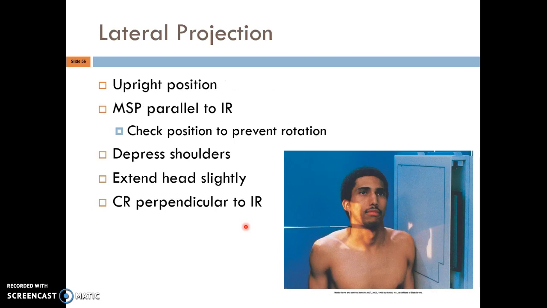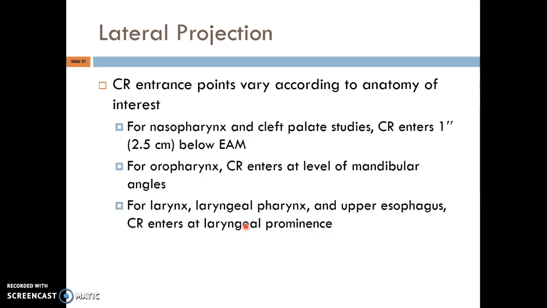For the lateral projection, the patient is upright. Mid-sagittal plane is parallel to the image receptor. You're centering to the center of your image receptor. Shoulders are depressed, head is slightly extended. Your central ray will depend on where your anatomy of interest is. Is it the nasal pharynx? You're going to be centered 1 inch below the EAM, that's the external auditory meatus. For the oral pharynx, your central ray will be entering at the level of the mandibular angles. For the laryngeal pharynx, or the upper esophagus, it will be centered at the laryngeal prominence, or the Adam's apple. It all depends on where the anatomy of interest is located.